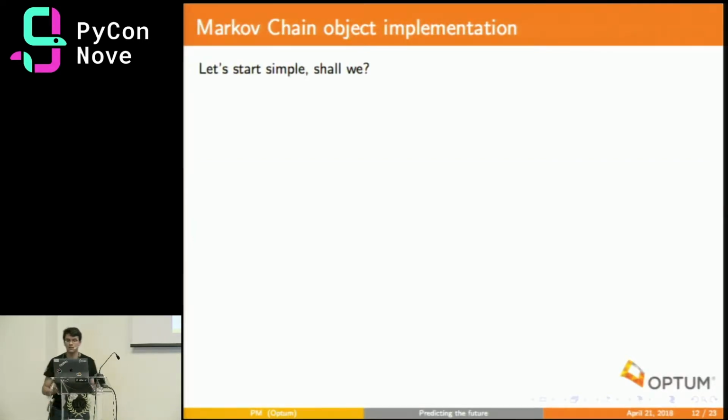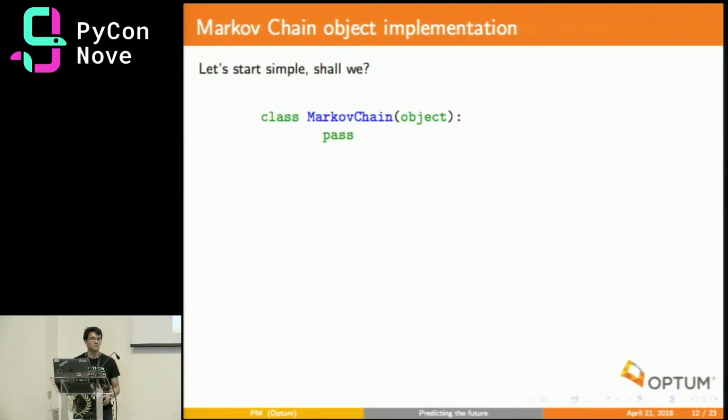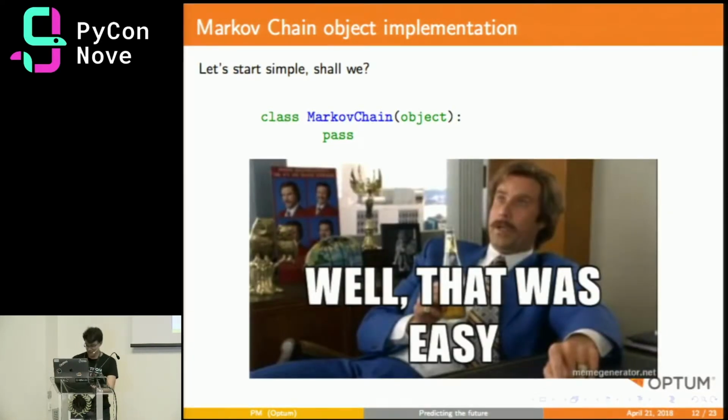So let's create a Markov chain class. And let's start very simple. Reasonable? That was easy. Okay, moving on. We have to define an initialization. Basically, when we instantiate our class, we need to define our transition matrix, and we need to set the order and the possible states. So we need to know in advance how many possible states we have.